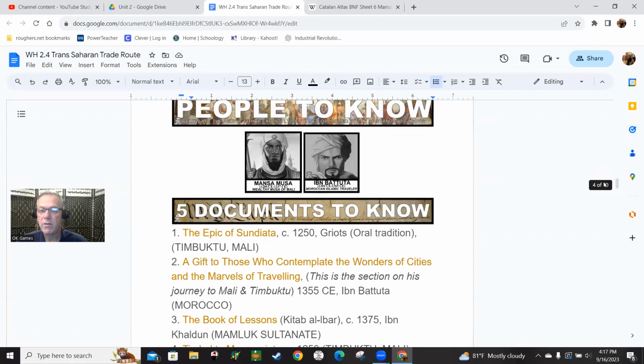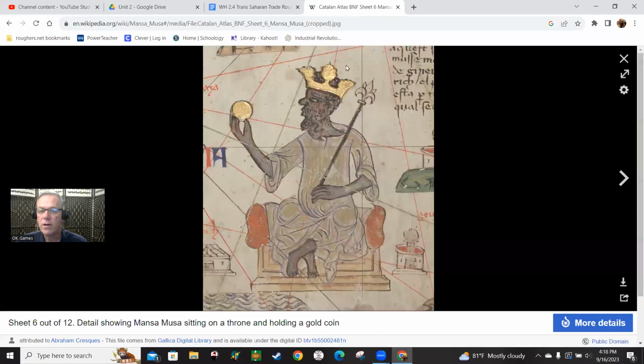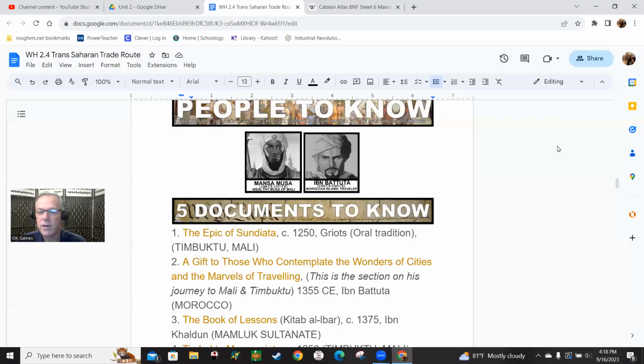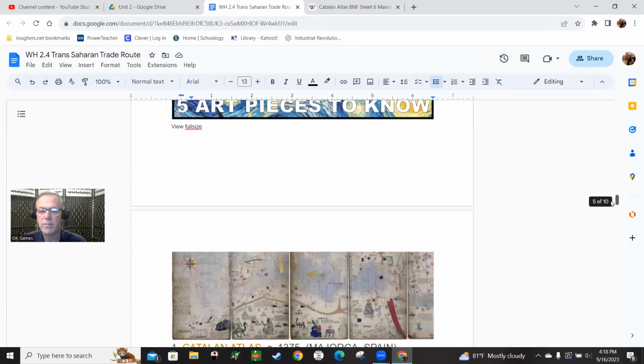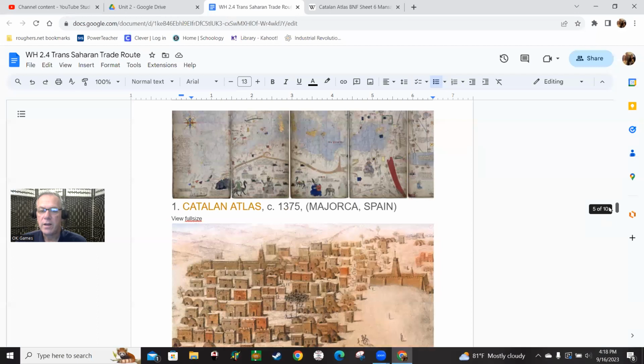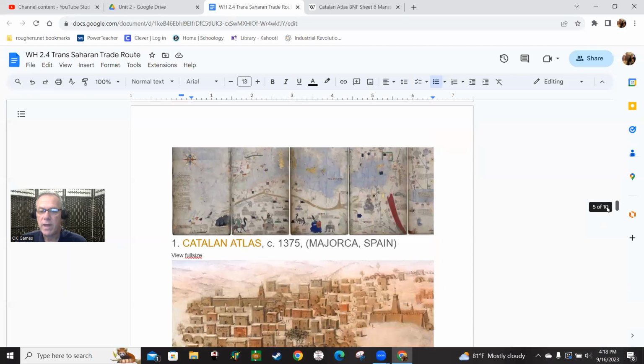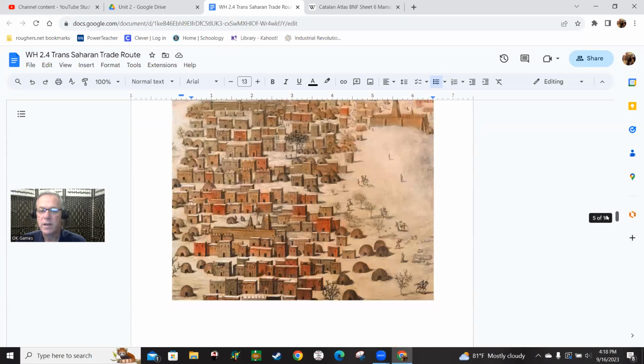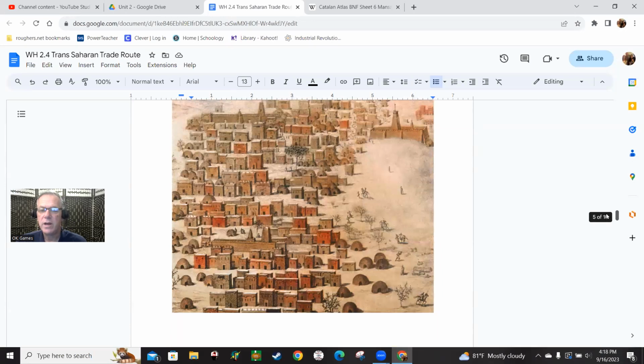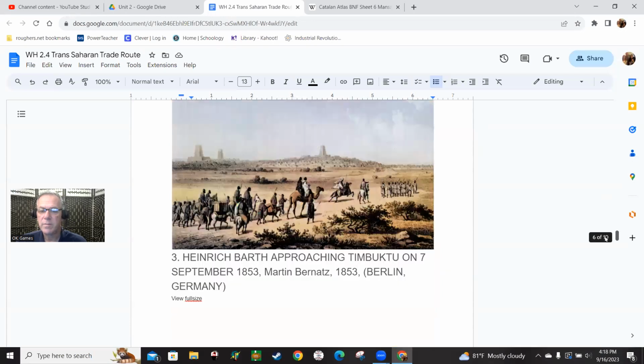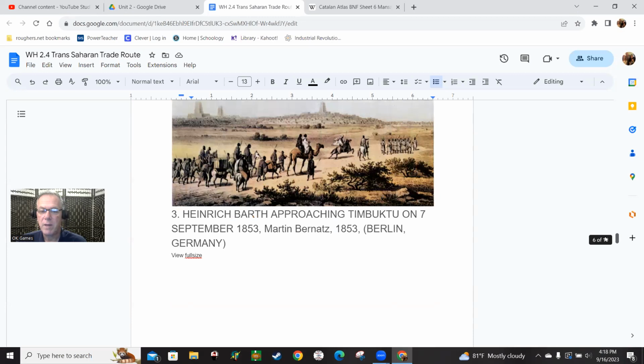Some people you have to know are Ibn Battuta and Mansa Musa, who we discussed earlier, and here he is. And what shines in this picture is the gold. The gold. This dude is rich, and Timbuktu becomes very rich from this trade route. We can get an example here. This is an example of the Catalan Atlas. You've got the original layout of Timbuktu, an artist's sketch of it. This is what the trade route might have looked like.